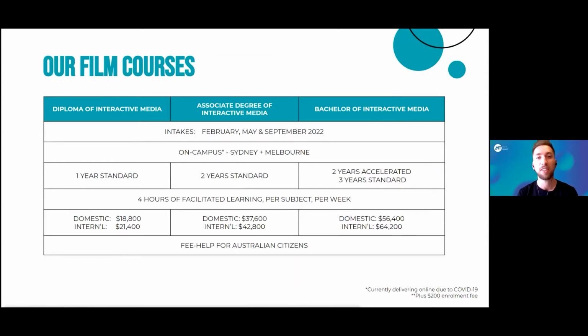Each subject is a 3-hour class per week plus 1 hour of study on your own at your own pace. And you can take up to 4 subjects per term, which will be 4 classes per week. Our course fees for domestic and international students are shown here on the slides. And for the domestic students, we are fully approved by FEE-HELP, which is one of the government's student loan programs. Our courses are delivered in face-to-face mode. From next year, it's all going back to face-to-face, and our students will also have a chance to join virtually.